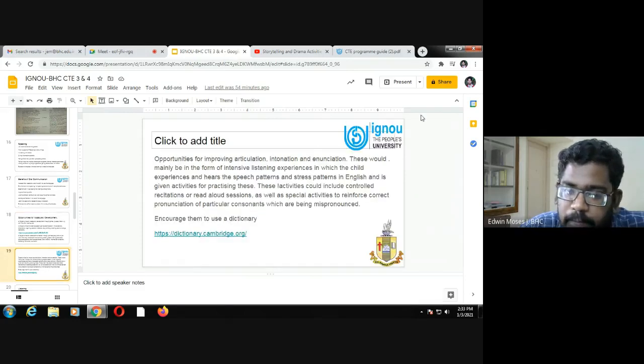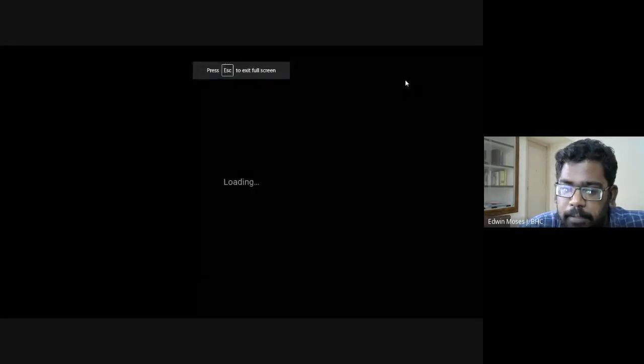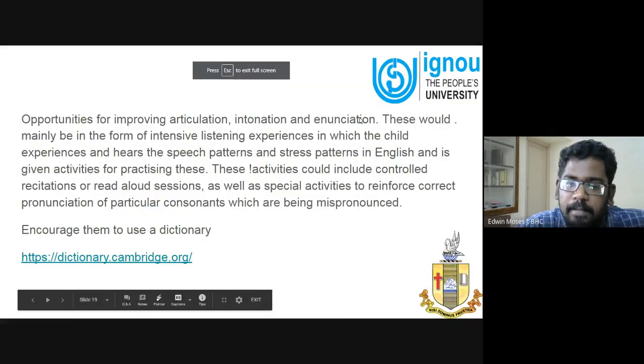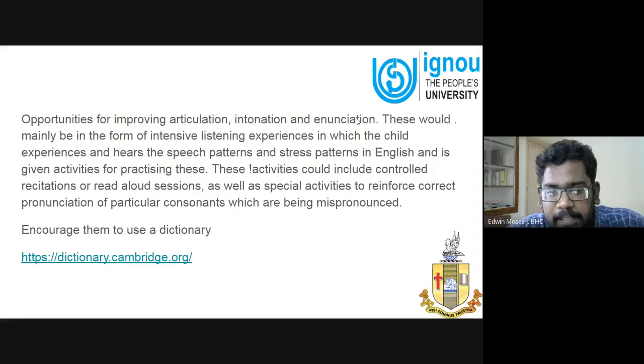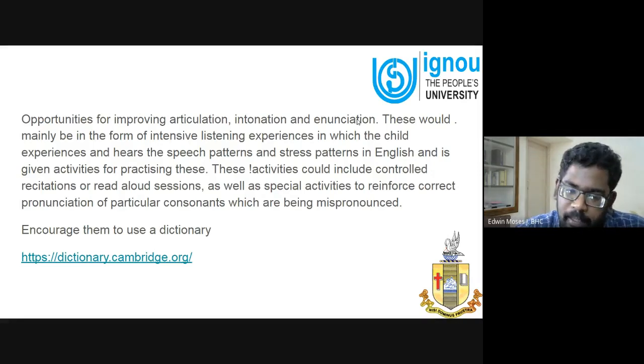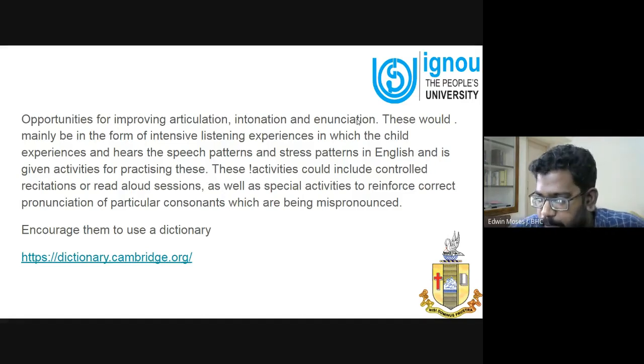So opportunities for articulation, you have to give opportunities for articulation, intonation, enunciation. These would mainly be in the form of intensive listening experiences in which the child hears the speech patterns and stress patterns in English and is given activities for practicing these, right? It could include controlled recitations or read aloud sessions. Make the student read aloud, right? Special activities to reinforce correct pronunciation of particular consonants which are being mispronounced.